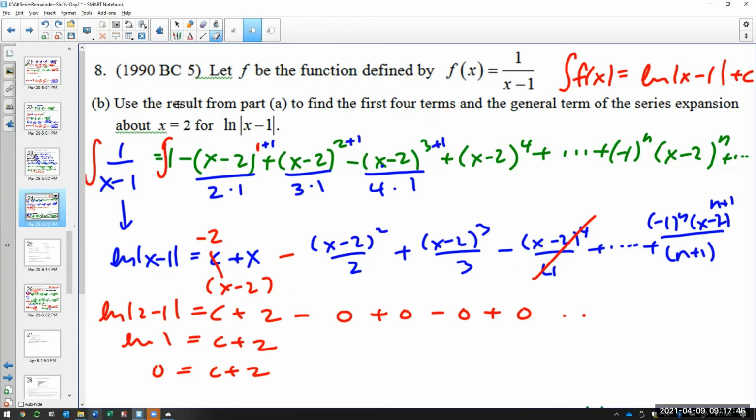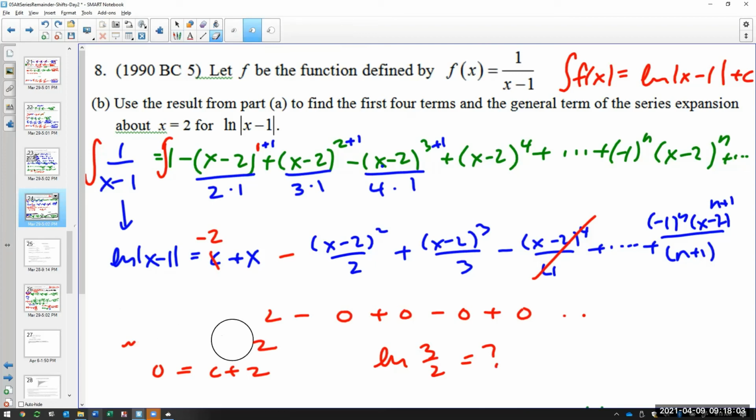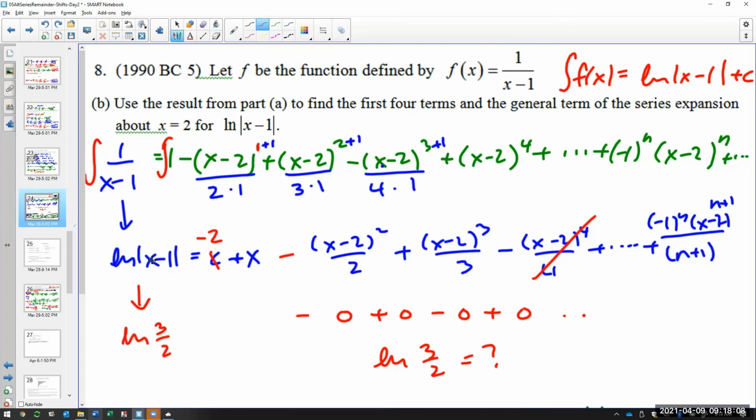Part C, I think, says to find the ln of 3 halves or something like that, right? So find the ln of 3 halves. You guys know that this right here is equal to the ln of x minus 1, right? So if I wanted this to be the ln of 3 halves, what's x have to be? 5 halves. So all you do is you put 5 halves here, you put 5 halves here, you put 5 halves here. Does that make sense? And that'll give you an estimate for ln of 3 halves.